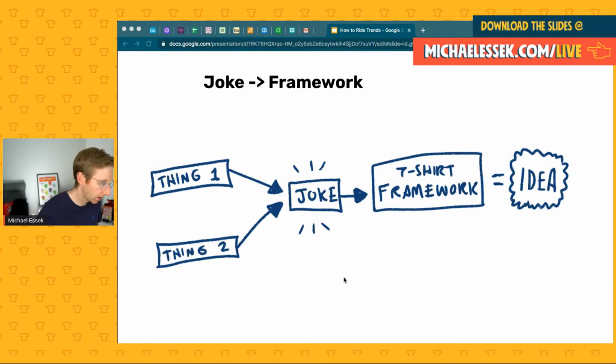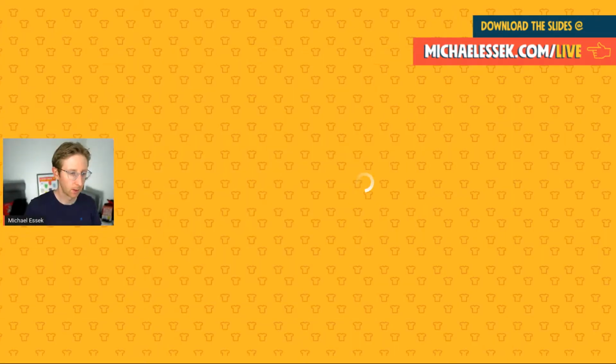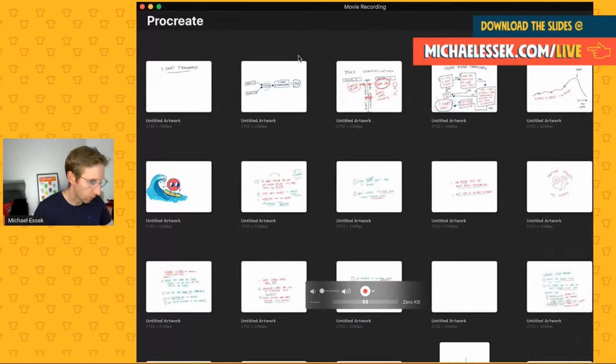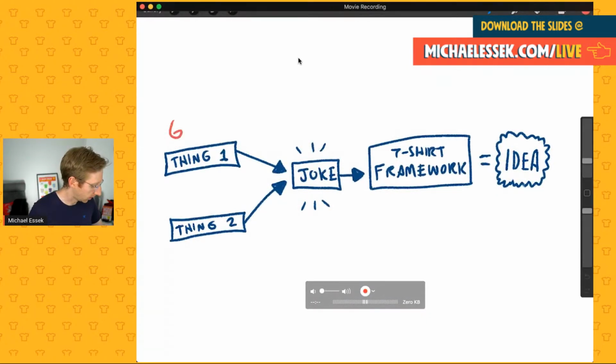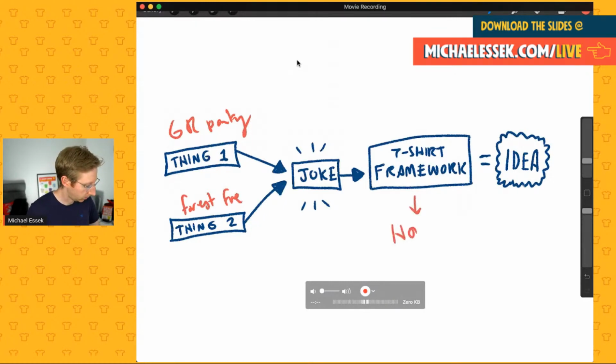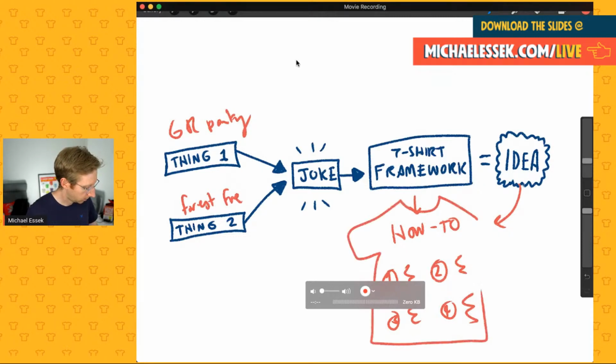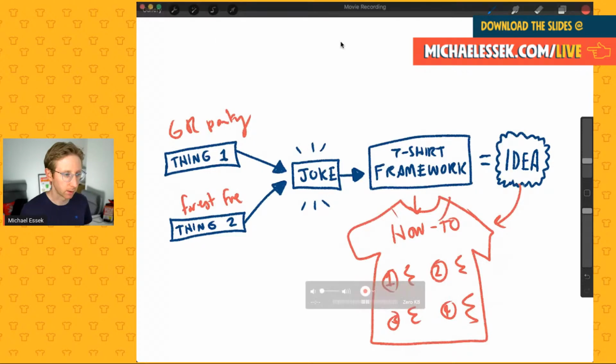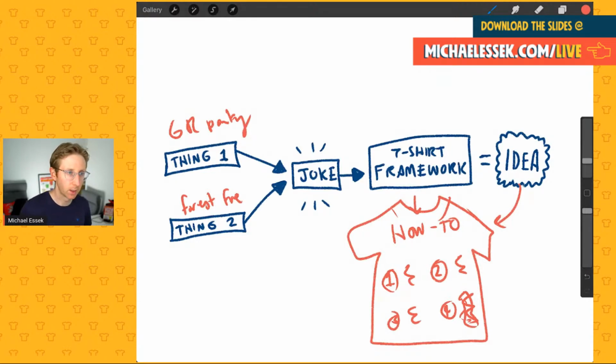So if we do this on the iPad and I switch back, for example, we could take the example that Sue shared a second ago. Thing 1, we've got our gender reveal party. We've got the forest fire. We put them together, and then we look for a t-shirt framework. We could pick the how-to framework, where you do a kind of how-to. Step 1, do this. Step 2, do that. Step 3, do this. Step 4, do that. Nice, simple design. That gives you an idea: how to host a gender reveal party. And then your last step could be burning down California or something like that. So there's a good example of exactly what we mean.